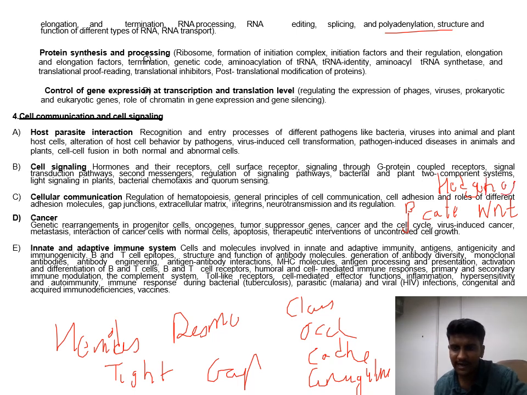Voltage gated ion channels, voltage gated ligand channels, ion gated ligand channels. Quorum sensing, so it is involved in biofilm. Biofilm has a lot of steps, maturation and all. So quorum sensing is one of the parts of that.